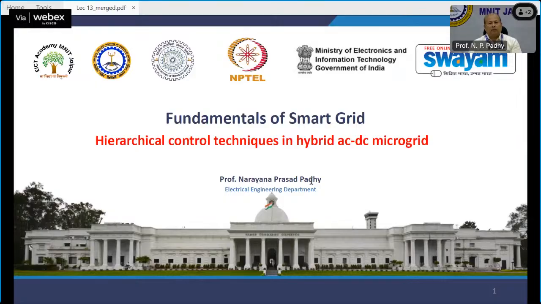So, for systematic operation of the whole system, one needs to understand how the control mechanisms work at each and every level: device level, bus level, and then the grid level. So this is what we'll be talking about today.